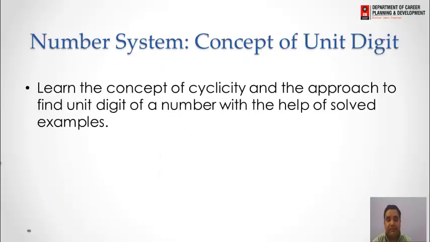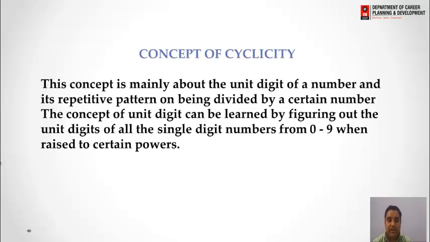In the number system, the concept of unit digit, to understand this concept, we just need to be familiar with the concept of cyclicity. This approach of cyclicity we are going to use to find the last digit of any high powered value. The concept of cyclicity means we need to understand the last digit of any high powered value whose unit digit is one of the digits from 0 to 9.